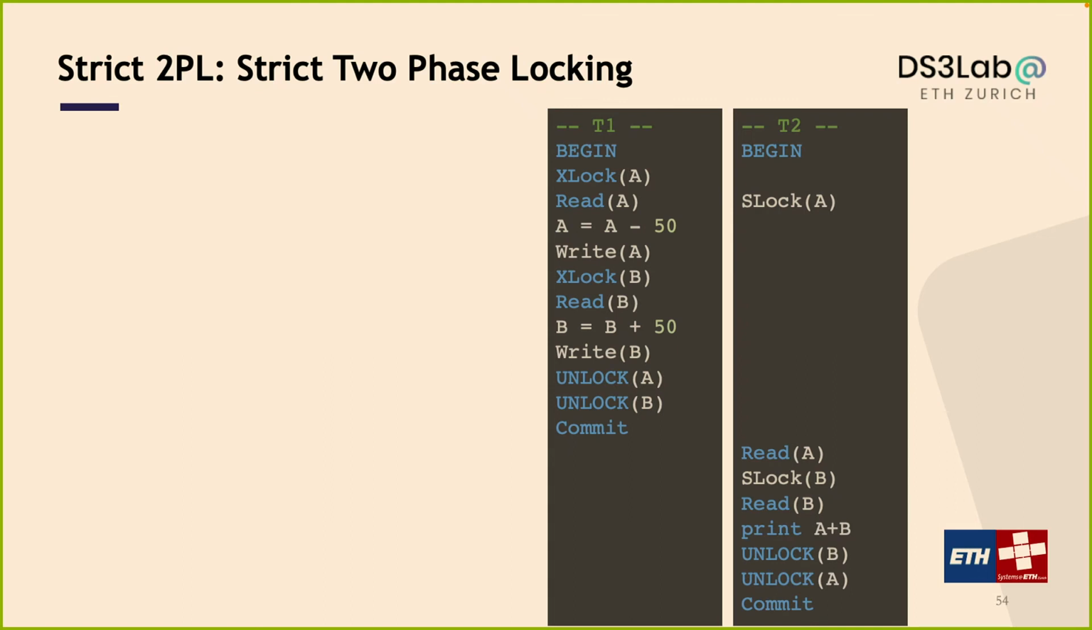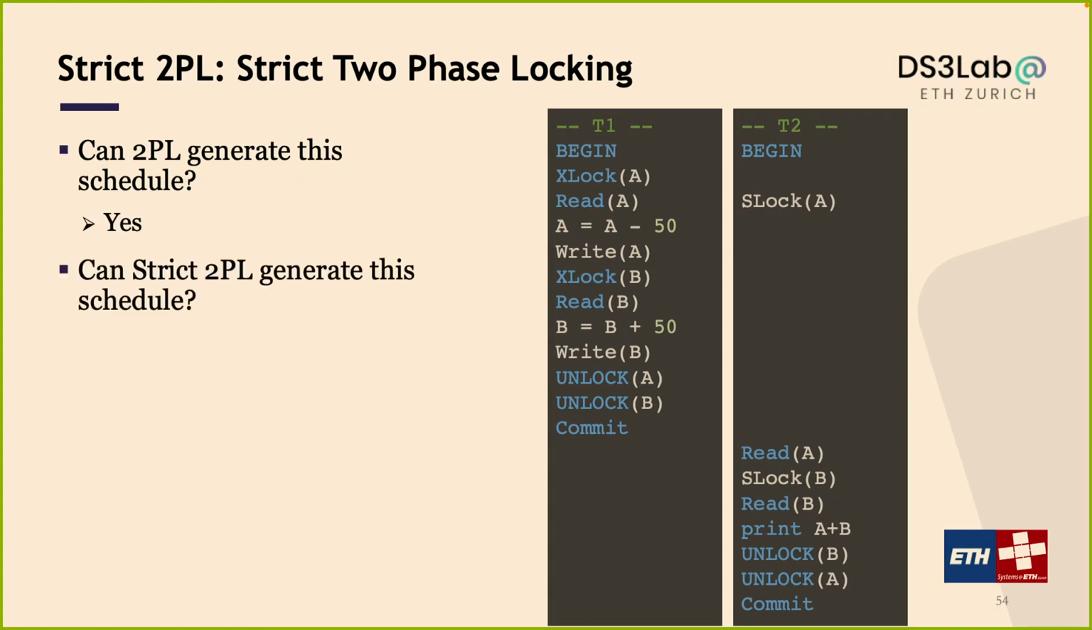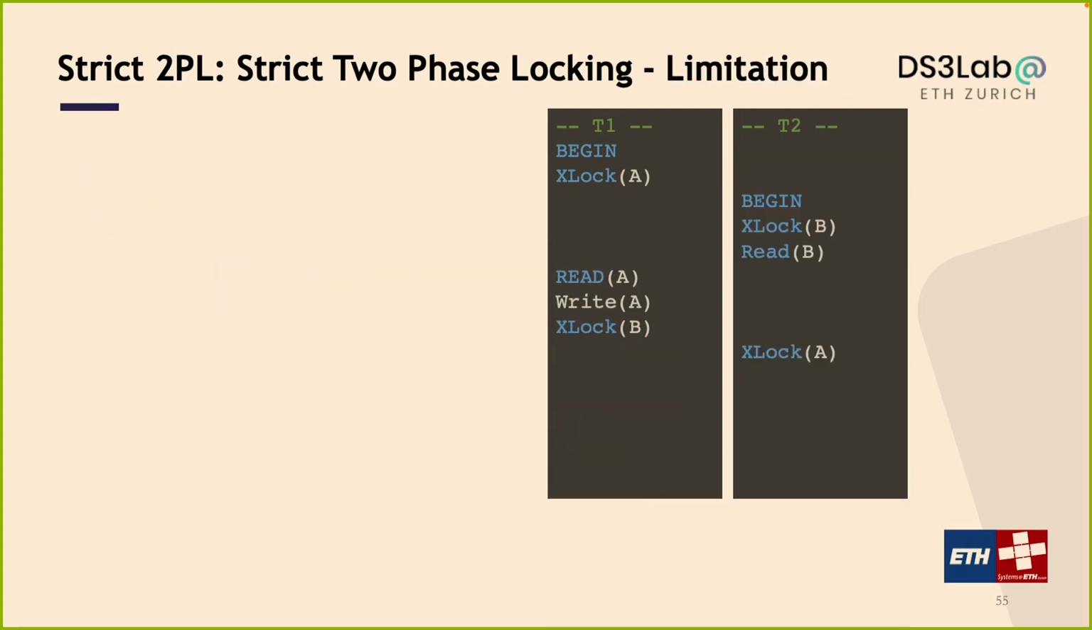What about this one? Pretty much the same as before. The only difference is T2 would hold locks, print A plus B first, then unlock all the objects, then commit. Possible under two-phase locking? Who agrees? Okay. Possible under strict two-phase locking? We agree? Yes. That's the difference. Make sense? So this is the difference between these two locking strategies.